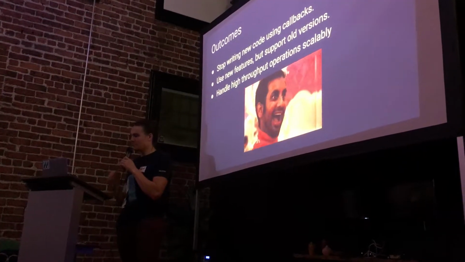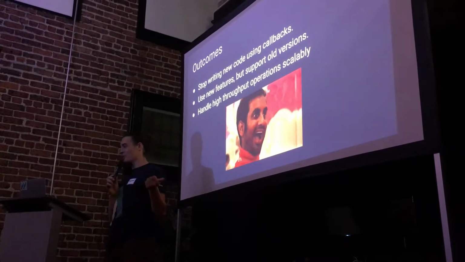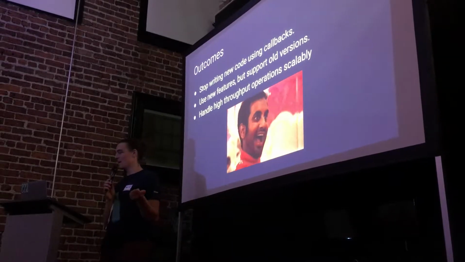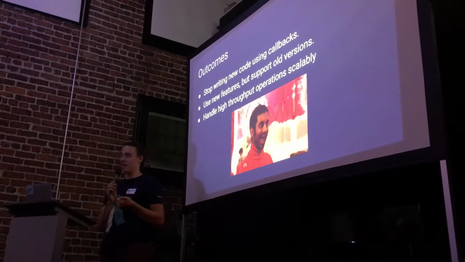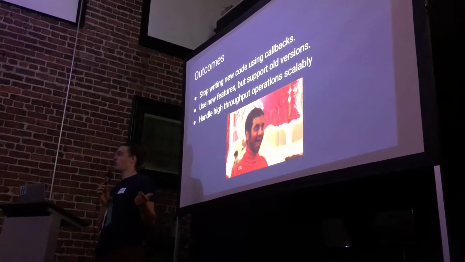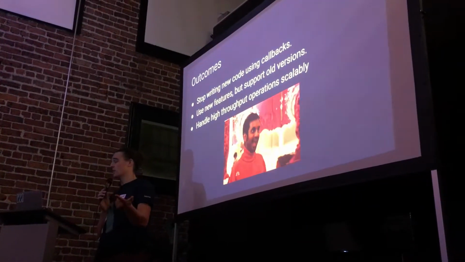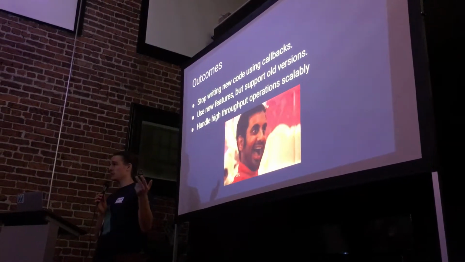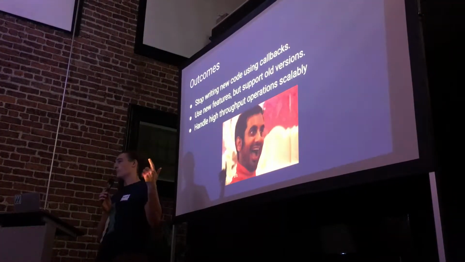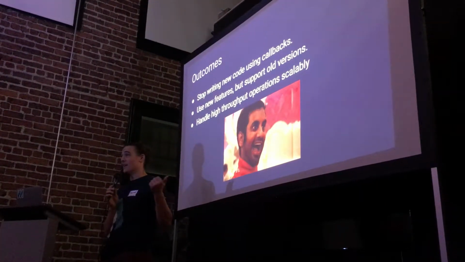So, a few outcomes are, number one, you can stop writing any new Node code using callbacks. I swear you can do that now, regardless of your code base. If you can't, you should definitely talk to me afterwards because I'm curious. Then using some new features and supporting old versions, because sometimes backwards compatibility is important. That's another thing I think we can learn from this talk. And then also some more advanced use cases, like doing some high throughput operations using promises and async await to simplify your code a little bit. And then we can all be as happy as Aziz is here.